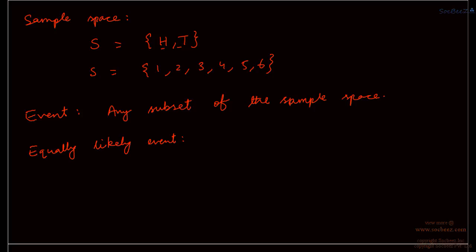So if I toss a coin, I'm sure that I should get either heads or tails. And since the coin is fair, both of them are equally likely, right? Because I can get either heads or tails with the same chance of occurring. So this is what is known as an equally likely event.